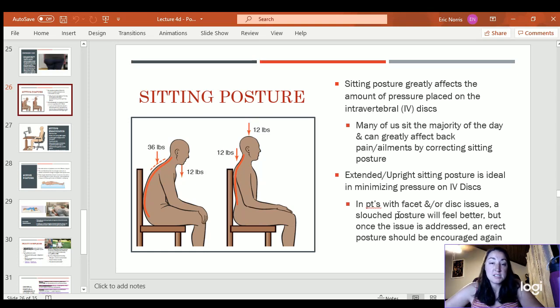Now with the facet joint problem, you need to properly align and treat the facet joint issue and then encourage an upright or erect posture. So even if a slouch position is preferred, it's a position of comfort, we still want to eventually get to a point where they can tolerate an upright position because it's going to be a better position for their back.